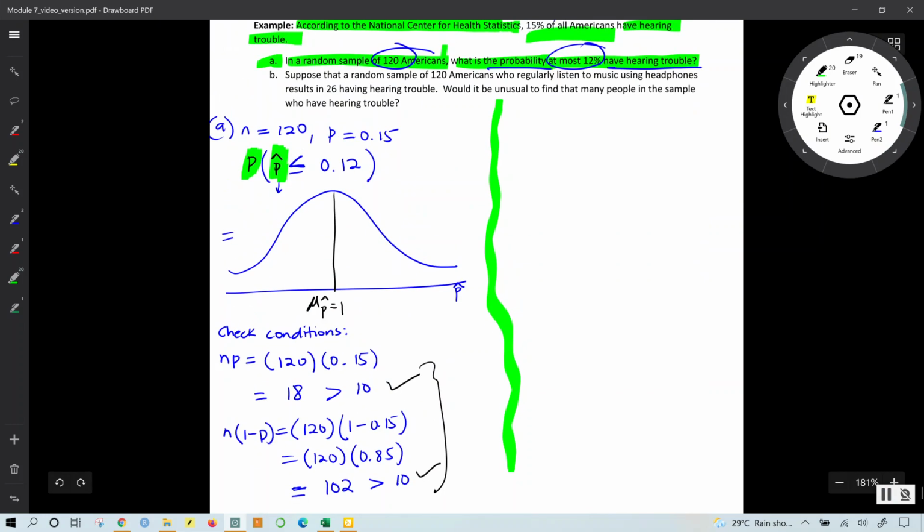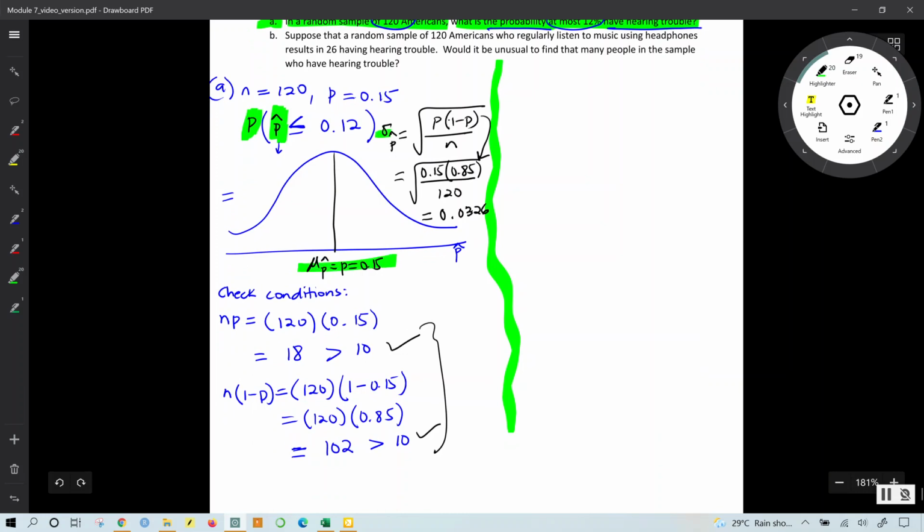The mean in this case is exactly p, which is 0.15, and the standard error of p-hat will be the square root of p times 1 minus p all over n. This will be the square root of 0.15 times 0.85, since 1 minus 0.15 is 0.85, divided by n, which is 120. And I will have 0.0326. So with this set, now I have the parameters of the sampling distribution of p-hat. With that, I can now go back to my question.